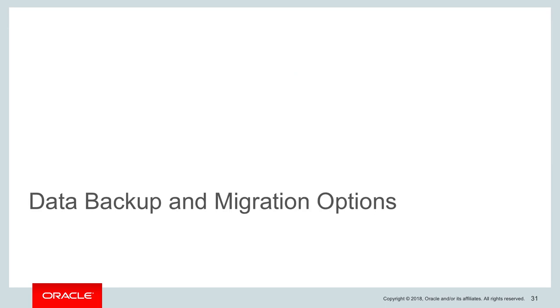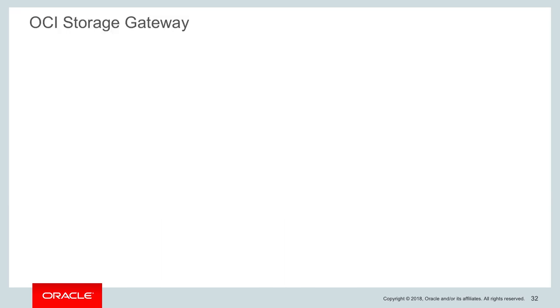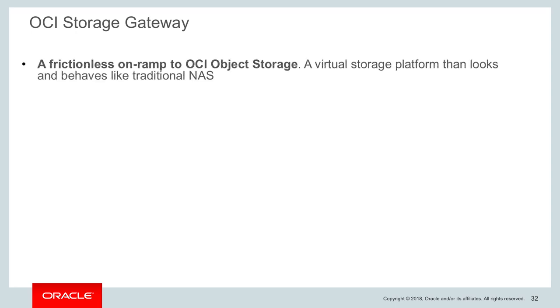So, data backup and migration options. This is the last part of the lesson here. In order to achieve that, we have a couple of services that can help with data movement in OCI. For example, OCI Storage Gateway. OCI Storage Gateway uses object storage and provides a virtual storage platform that looks like and behaves like a traditional NAS, right?